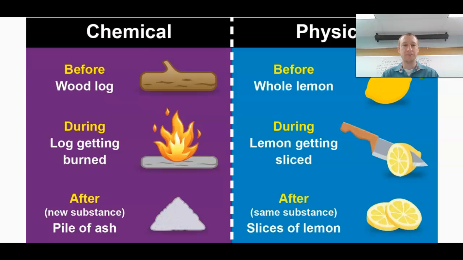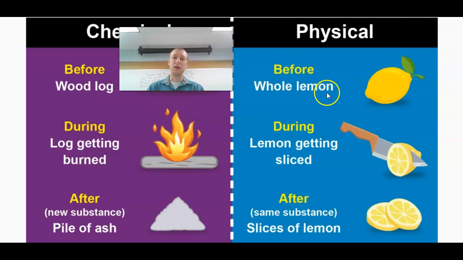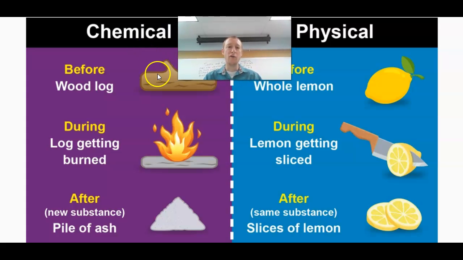Physical change, on the other hand, before the change, we have a whole lemon, right? During the change, while the change is happening, that lemon's getting sliced up. And then after, we have slices of lemon. Now, are these slices of lemon the same thing as the lemon? Yeah, they are. They're a different shape, a different size. You can see the inside versus the outside, but it's still a lemon. It's still the same thing. And that's kind of the main thing, is when you have a chemical change, you go from one substance to a totally new substance. And when you have a physical change, your substance doesn't change. It's the same thing. It just looks different, tastes different, feels different.